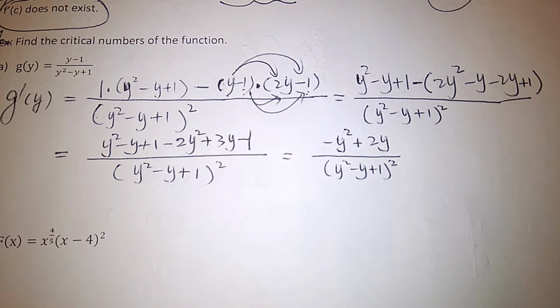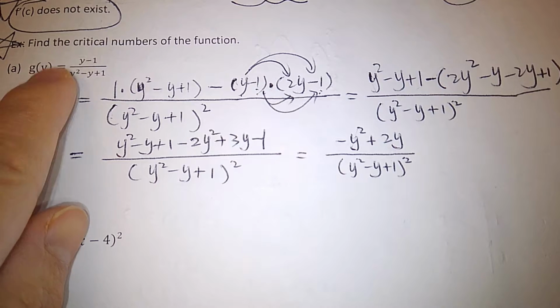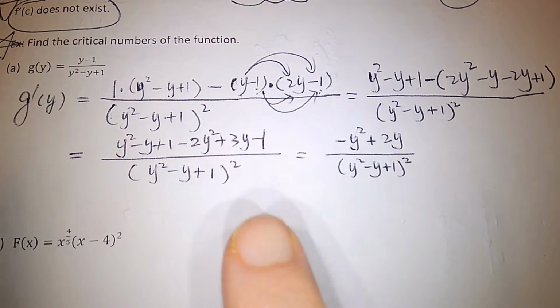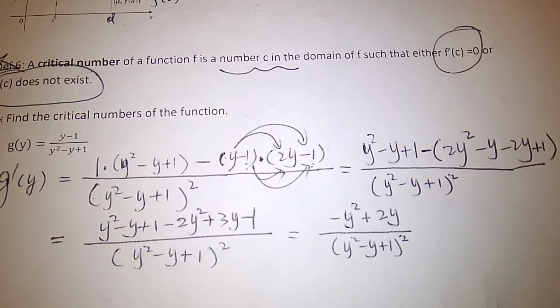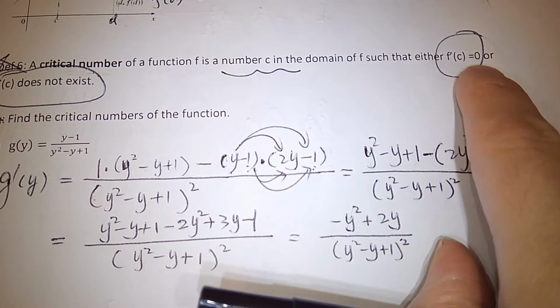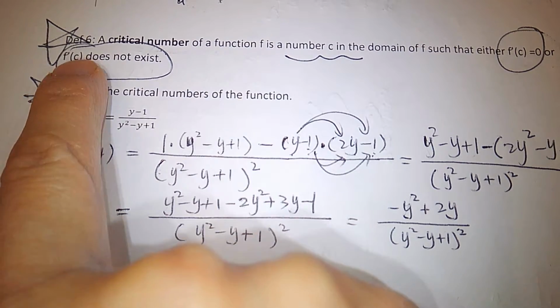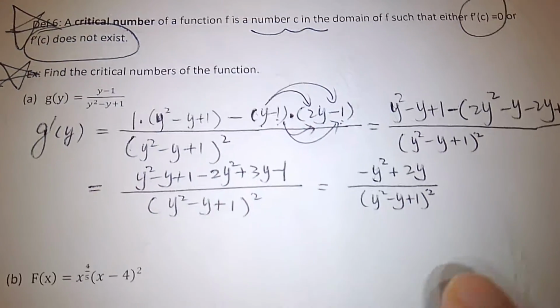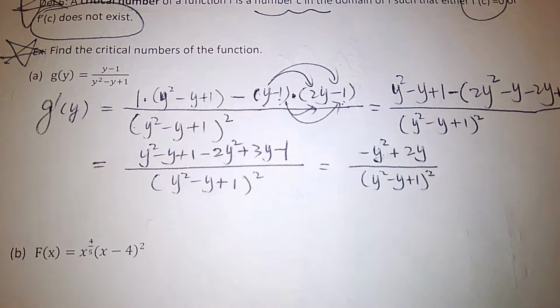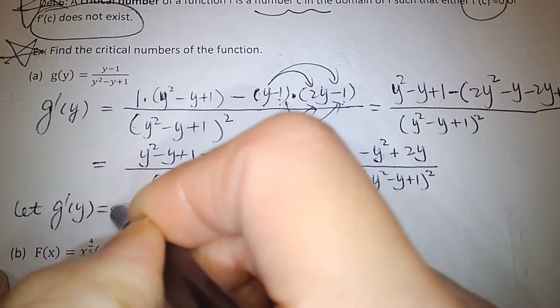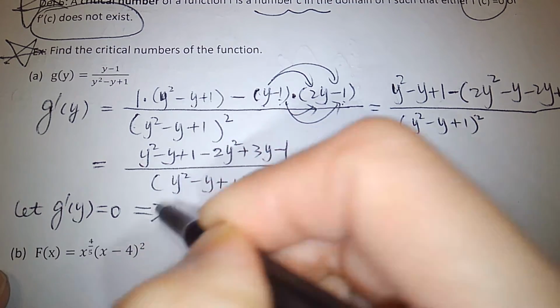Find the derivative first. Then in order to find the critical number, y is the independent variable. In order to find the y values, which are the critical numbers, what do we do? Either let the derivative equal 0 or find where the derivative does not exist. Now we have a fraction. So letting the derivative equal 0 will give us what? What implies what?